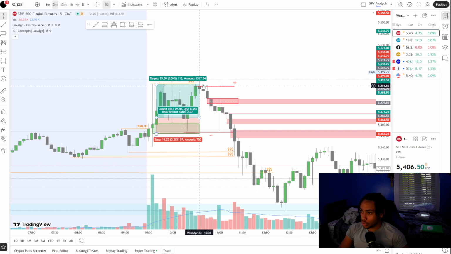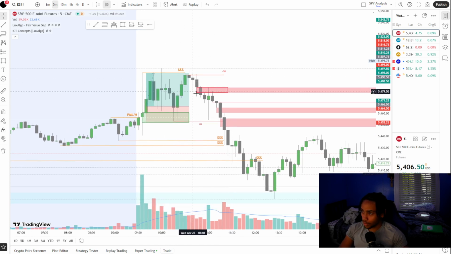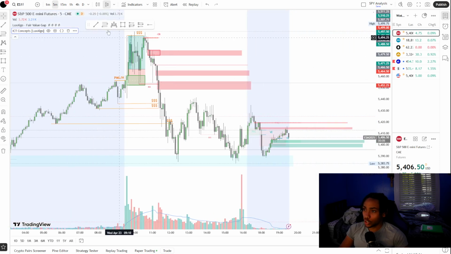We had a perfect draw on liquidity right here. Order block formed. Bearish fair value gap. Price tapped in. Took the short. Printed easily. You could have printed on the longs, could have printed on the shorts. It's all up to you guys.